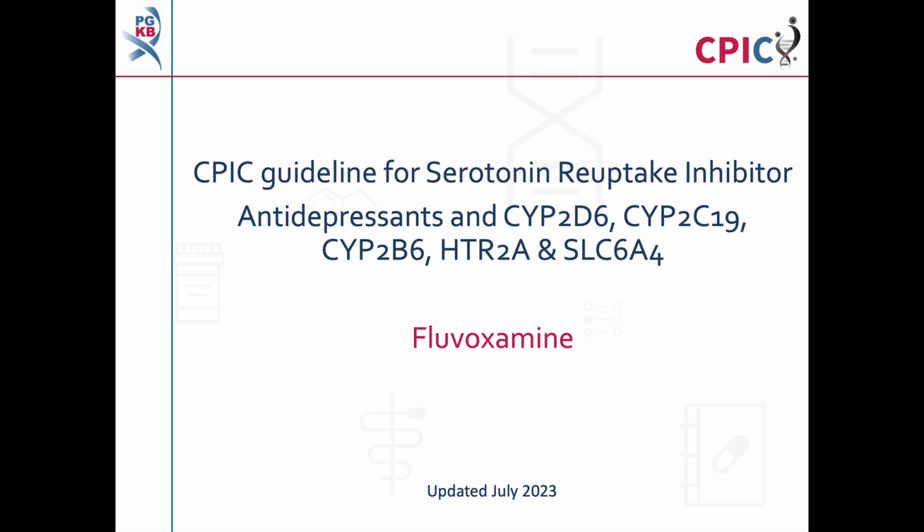This is a summary of the CPIC guideline for serotonin reuptake inhibitors and variation in the genes CYP2D6, CYP2C19, CYP2B6, HTR2A and SLC6A4. This video will specifically discuss the recommendations for fluvoxamine. Videos covering the recommendations for citalopram, escitalopram, paroxetine, sertraline, venlafaxine and vortioxetine can be found on the PharmGKB website and on the PharmGKB YouTube channel. This guideline was last updated in July 2023.